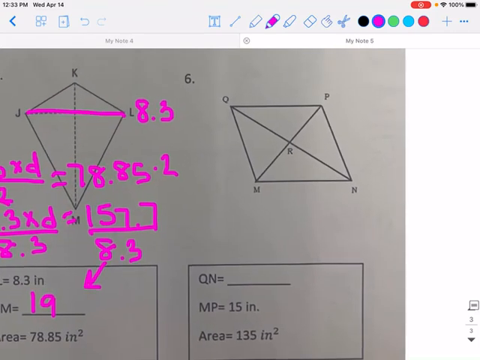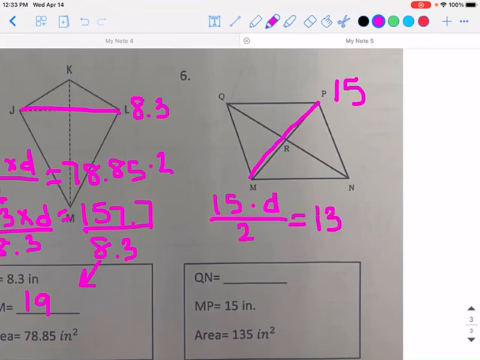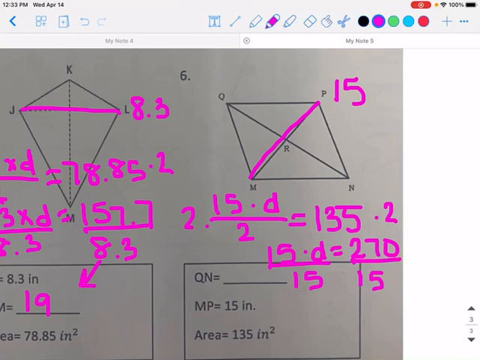Last one, number 6. They do not give us Q to N, but they give us M to P. That is 15, and they give us the area. So since I don't have both diagonals, 15 times my other diagonal, all divided by 2, equals my area. So I should get 270, divided by 15 on both sides. And my other diagonal should equal 18.